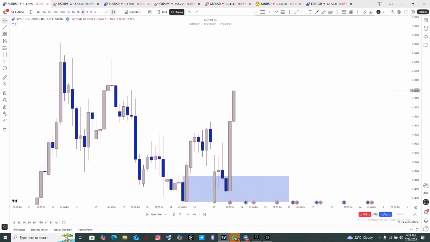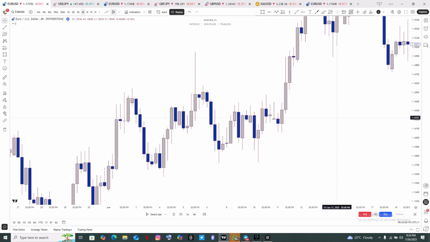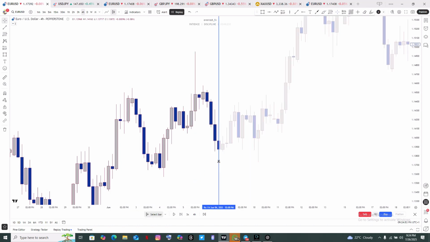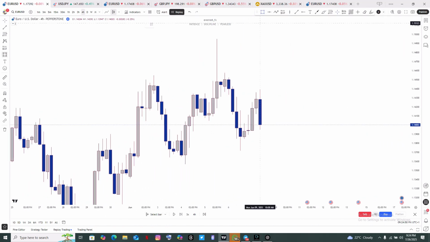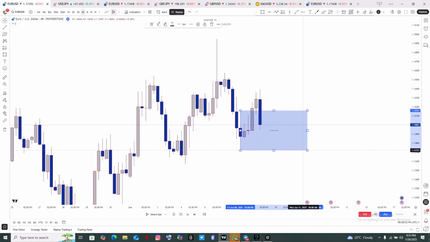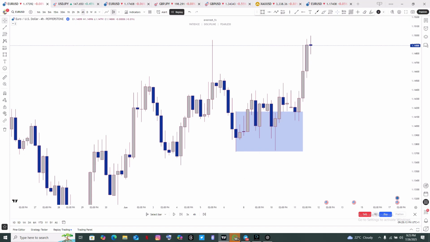Now we still have other examples here of another block. This is another block. You can see that price came into it and bought. I hope we understand. This is another block here. This one.